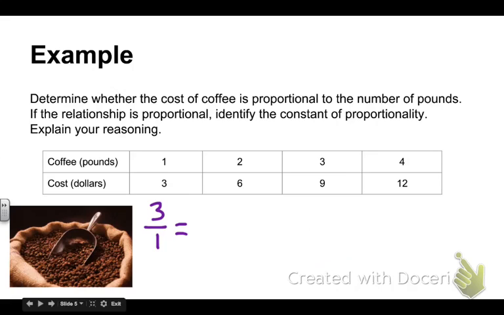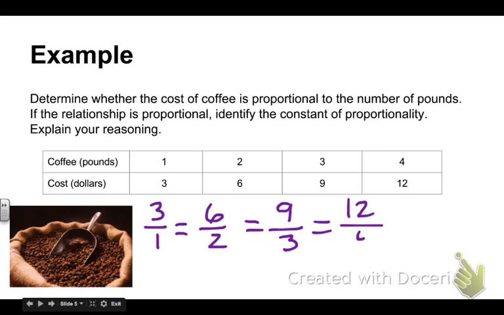So is that the same as 6 over 2? Is that the same as 9 to 3? Is that the same as 12 to 4? Now we want to keep these as ratios, right? So 3 to 1 is just 3. We're going to keep that as a fraction, 3 over 1. Simplify 6 over 2. Divide by 2 with both the numerator and denominator, and you're going to get 3 over 1. Those are the same.